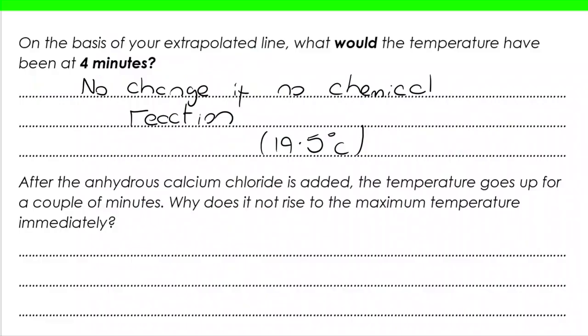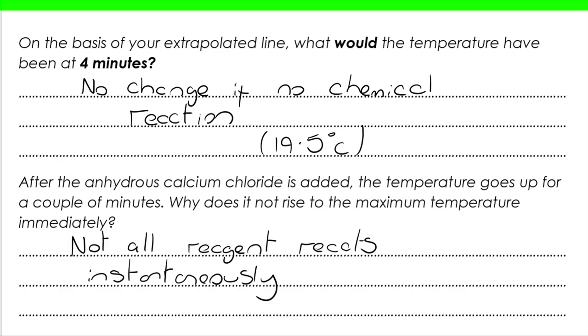Why did it not rise to the maximum temperature immediately? The important thing to remember here is that on work you've done with rates of reaction, you know the rate of reaction starts at its fastest, but then it slows down until it hits 0. Not all of the reagents react immediately. Only the outer surface can react, where collisions can take place. As that goes, the remainder react until all of it has gone. So not all of the reagent reacts instantaneously.